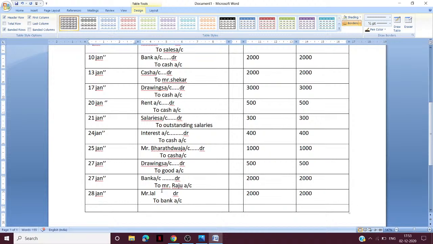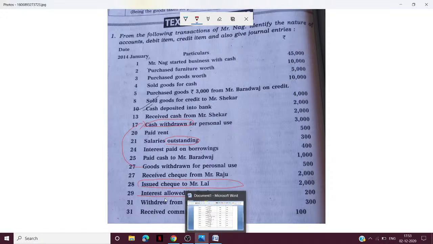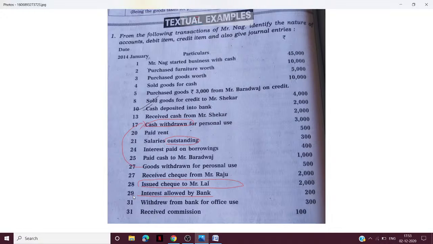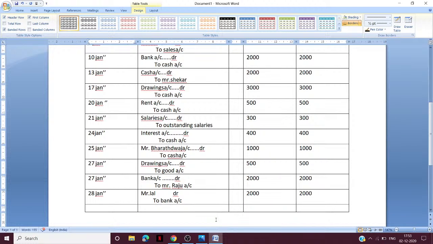More two to three transactions. That's it. We will end up the question. Interest allowed by bank. See, same here also. Interest paid by borrowings, but here we are allowing. That's the difference. So it becomes opposite.